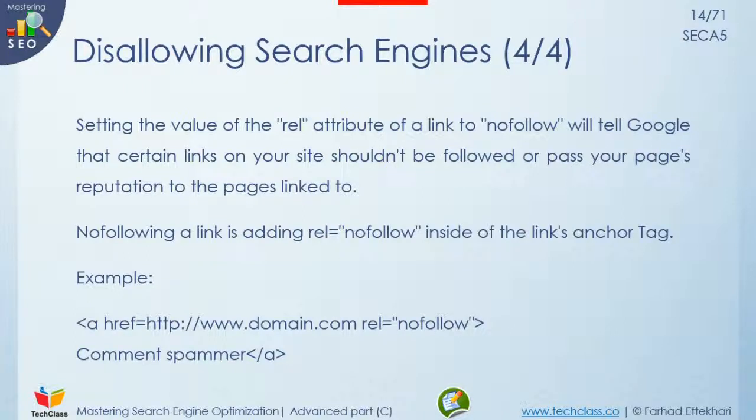And also you have to consider that setting the value of the rel attribute of a link to nofollow will tell Google that certain links on your site shouldn't be followed or pass your page reputation to the page they link to. Nofollowing a link is adding rel equal to nofollow inside of the link's anchor tag. And here's also an example: if you have certain links to apply this nofollow concept to, then when you're having this anchor of this hyperlink tag, a property named nofollow can be added.